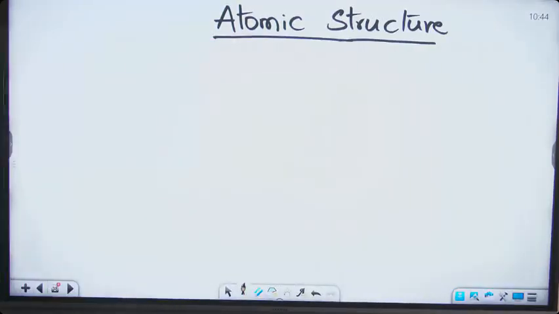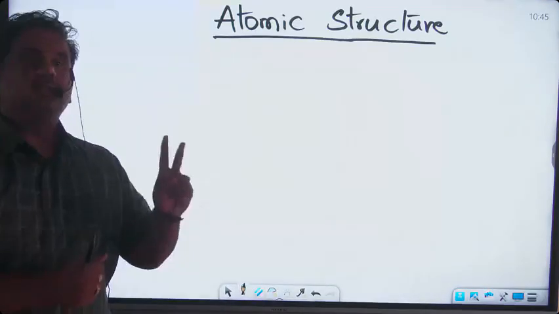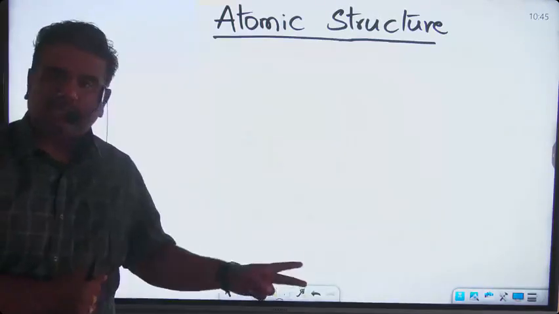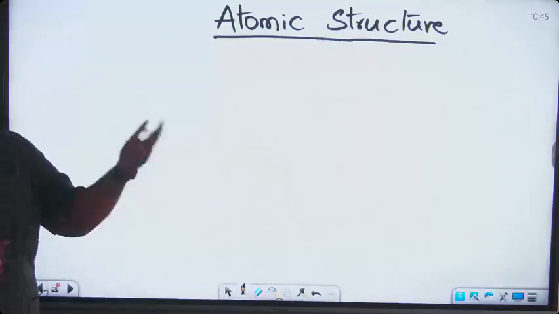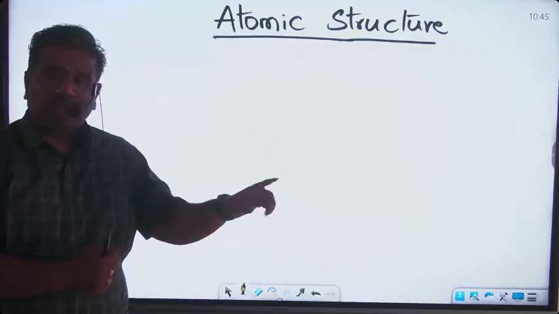Whenever two or more atoms are combining, suppose I say two or more different atoms combine to give a compound, two or more similar atoms combine to form a molecule, and a similar large number of atoms combine to form an element.